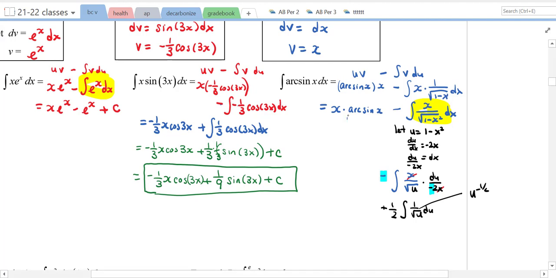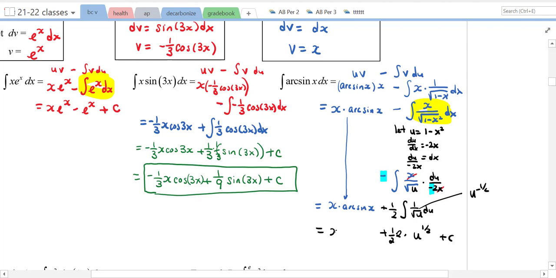Now don't forget, you still have this over here, right? x times arc sine of x, that's still there. But now you can take the antiderivative of this, so u to the negative 1/2's antiderivative is just u to the half, divided by a half, which is multiplied by 2. That's nice, but I'll get rid of that 1/2 in front. And then I have, don't forget, plus c.